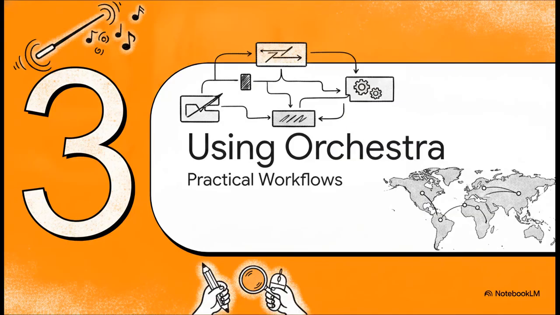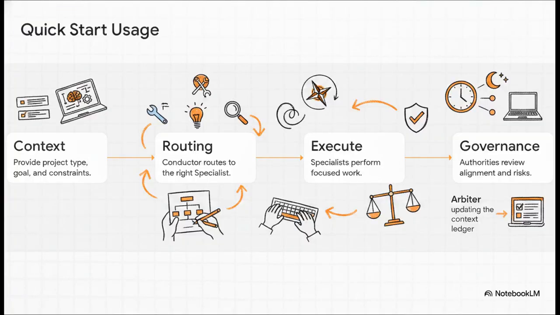Okay, let's look at putting Orchestra to work. Orchestra integrates seamlessly into environments like VS Code, Codex, or Antigravity, and the workflow is a simple, highly effective loop. Step 1, start with a clear task and project context. Step 2, let the conductor find the right specialist. Step 3, the specialist implements the work. Step 4, governance steps in to review the risks. Step 5, Arbiter updates the context ledger. And finally, Step 6, safely close your laptop, knowing for sure that when you return tomorrow, you will continue seamlessly from a perfectly documented state. It guarantees your AI collaboration is structured from the very first prompt to the final output.